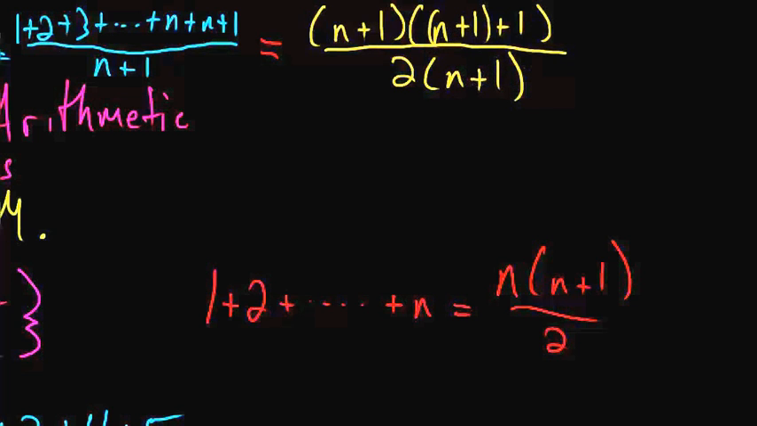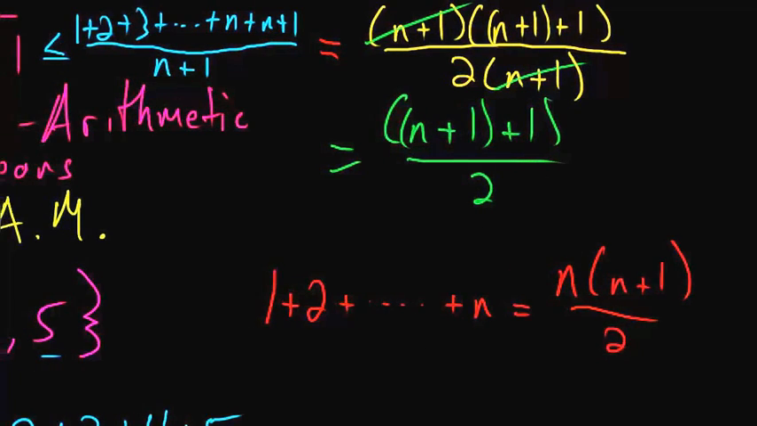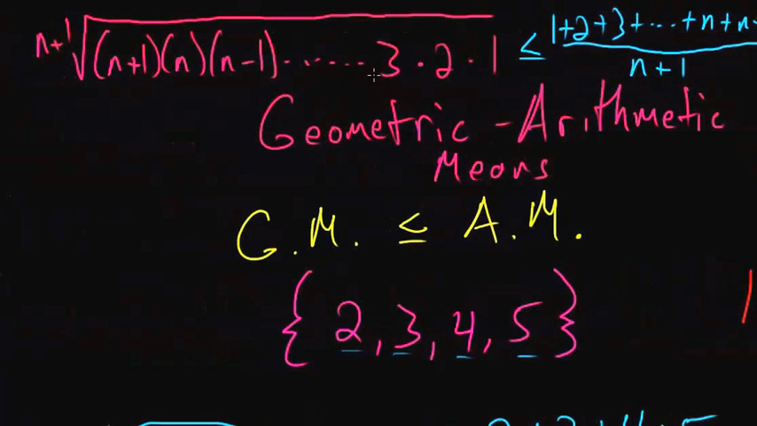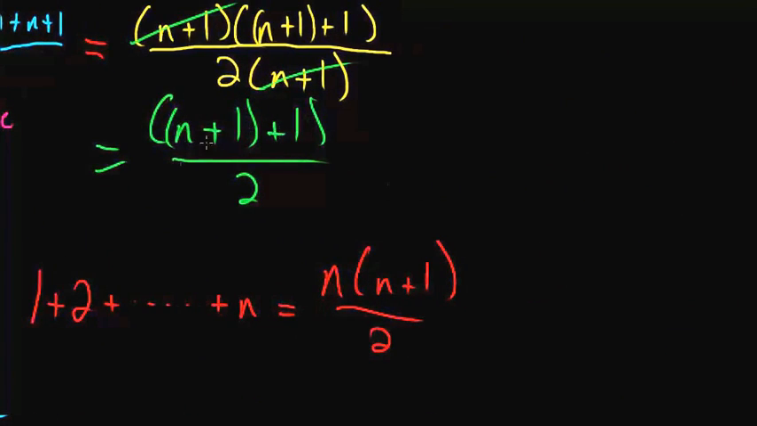Right away you can see that you can cancel out the n plus 1's, and what you're left with is n plus 1 divided by 2, which is what we were looking for. So in essence, we've shown that the n plus 1 root of the product of these n plus 1 terms, or n plus 1 factorial, is indeed less than or equal to n plus 1 over 2.